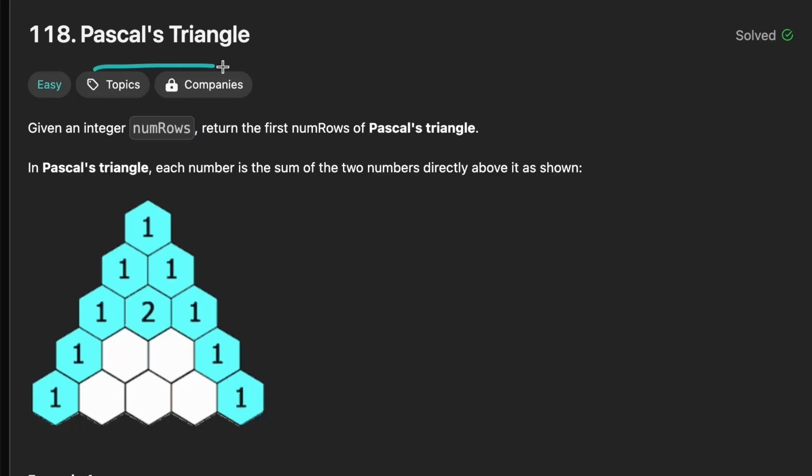Hello, this is Pascal's triangle. So we're given numRows, and that is the amount of rows we need to make for this triangle. And this is Pascal's triangle, where any of these numbers are the sum of the two numbers above it. So you can see that in the diagram.